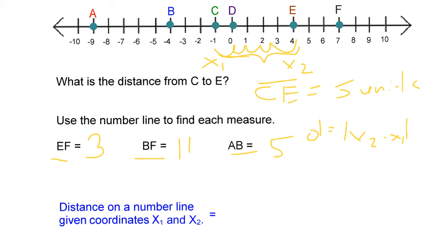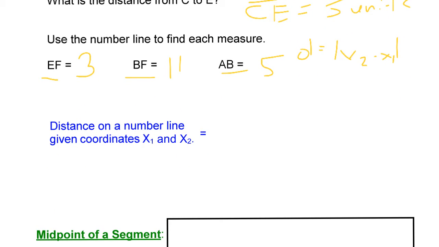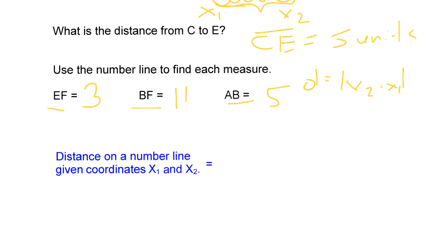Okay, so in general, the formula for the distance between 2 points on a number line would be x sub 2 minus x sub 1. Or you could also say x sub 1 minus x sub 2. It doesn't matter because if you do the calculations, you would end up with the same answer.